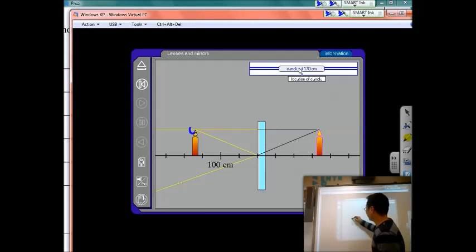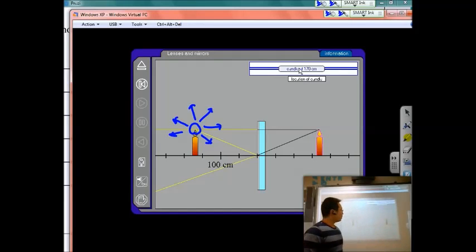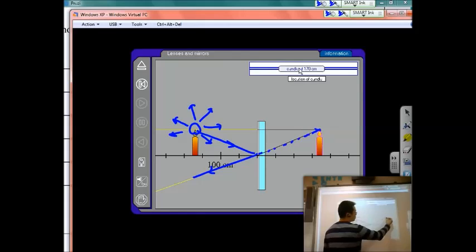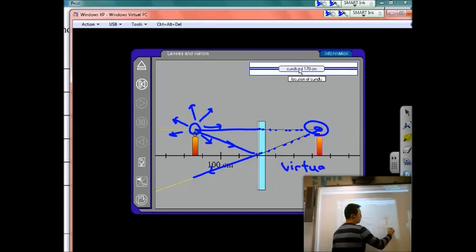Right now, we're going to be looking at the tip of the candle, which is giving off light in all directions. Now, some of the light is going to go down, strike the mirror, and reflect back. But ultimately, when we trace it back, it still matches up to the top of the candle, as well as this line over here is also going to match with the top of the candle, meaning that you have a virtual image that is formed on the other side. And we're going to talk more about drawing lines when we get to curved mirrors.